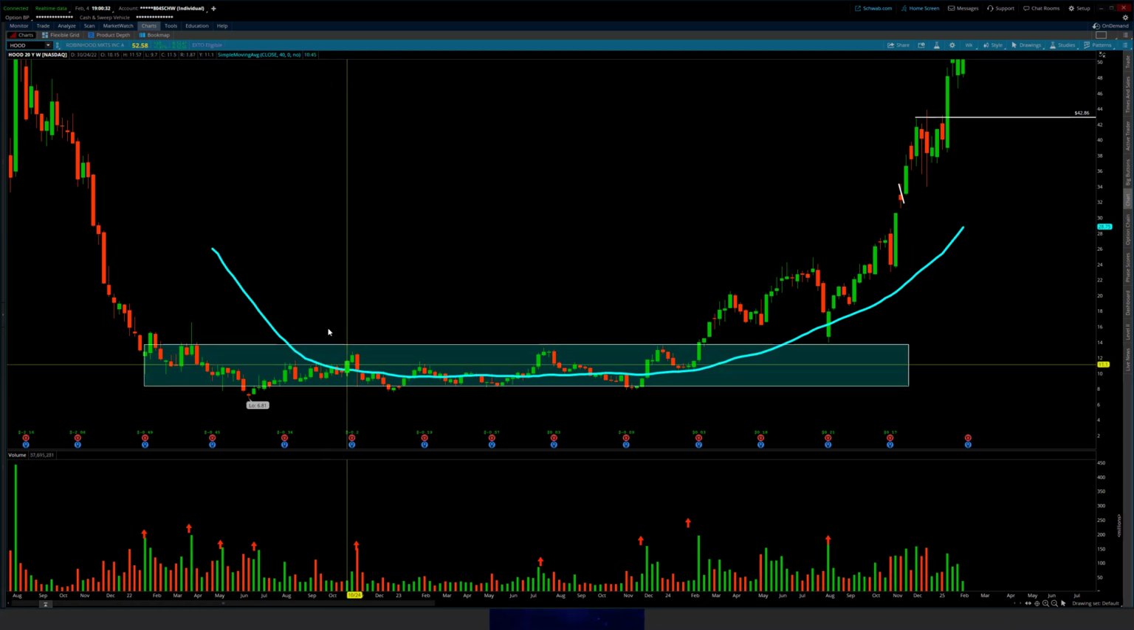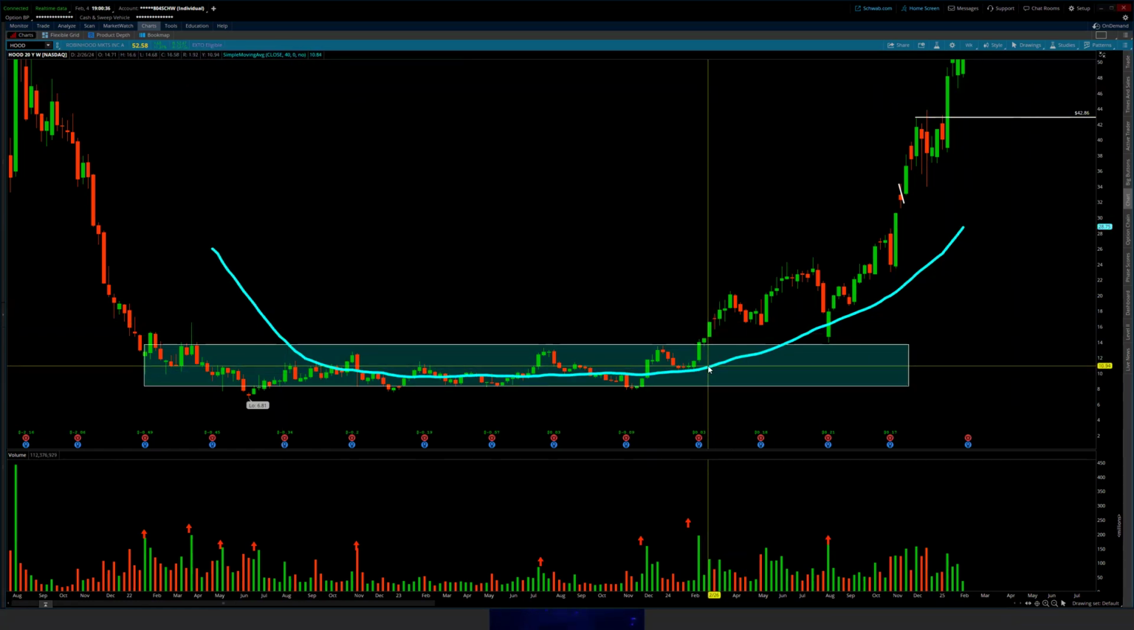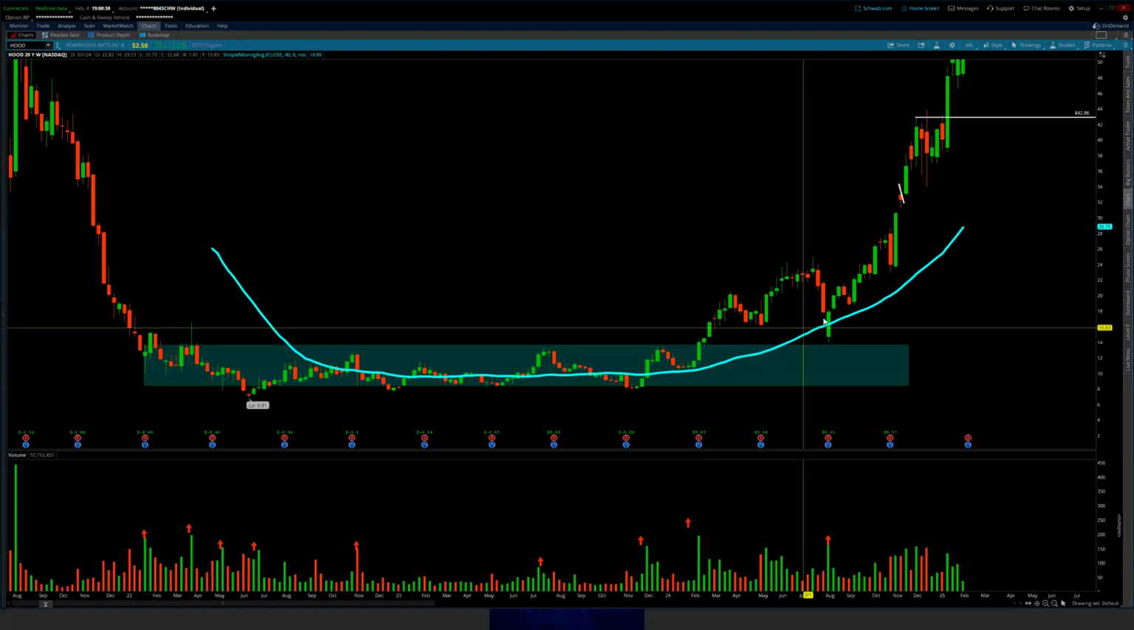This moving average is the 40 simple moving average, 40 SMA. This is most commonly used for this stage analysis concept.